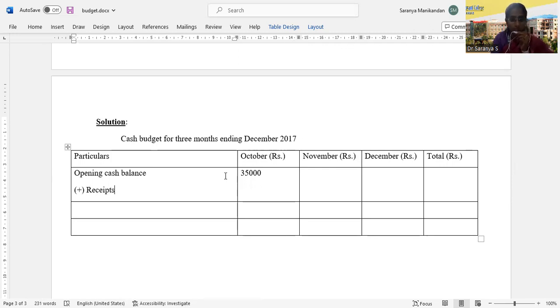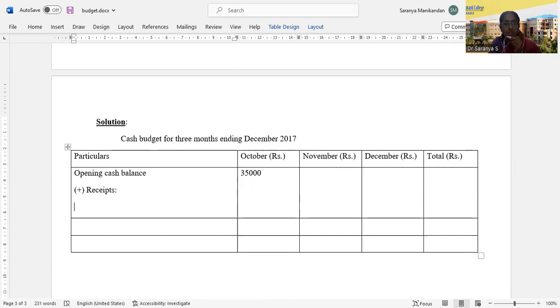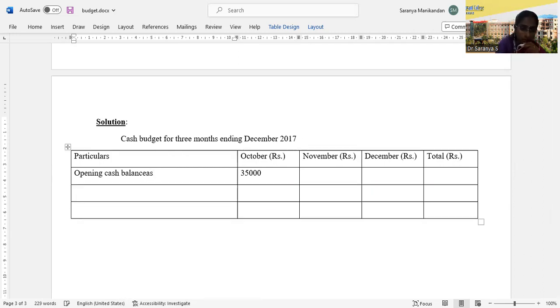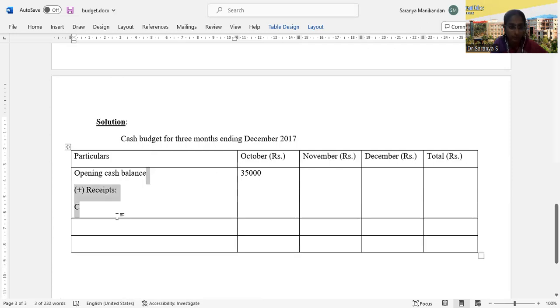Okay, so our receipt is only one item, that is sales. But then in that sales, we have cash sales and credit sales. So first we will record cash sales. So first item is cash sales.